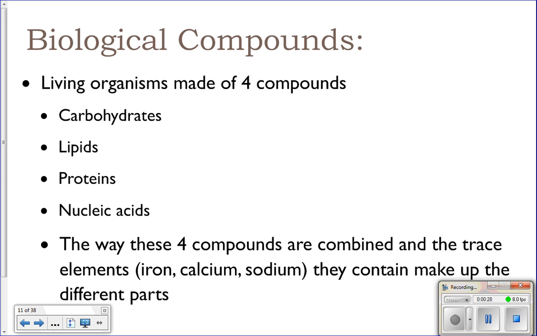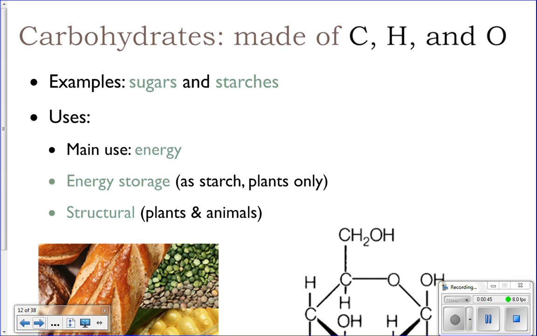Then you take these 4 compounds plus a few other trace elements like iron and calcium and sodium, and they make up the different parts of the cells of the animal or plant or any living thing. So these 4 things will make up all living things. We're going to look in a little more detail at each of these 4 major organic compounds. The first thing that we're going to look at is carbohydrates.